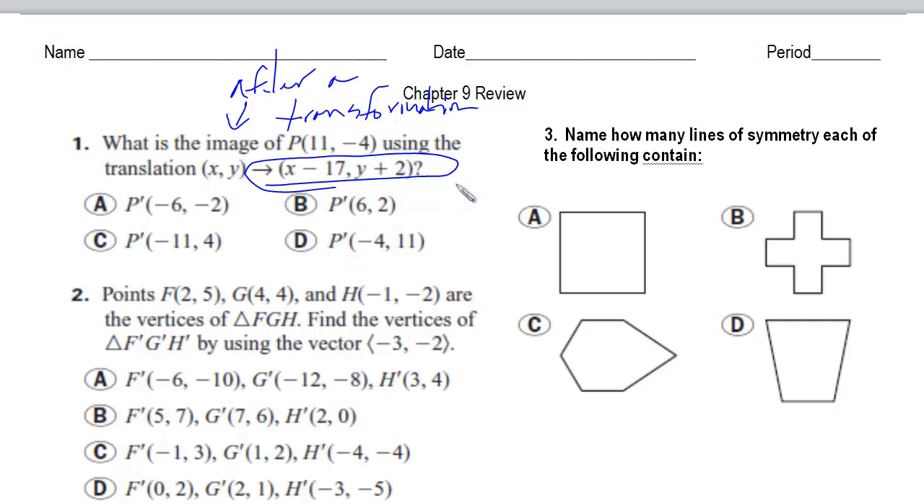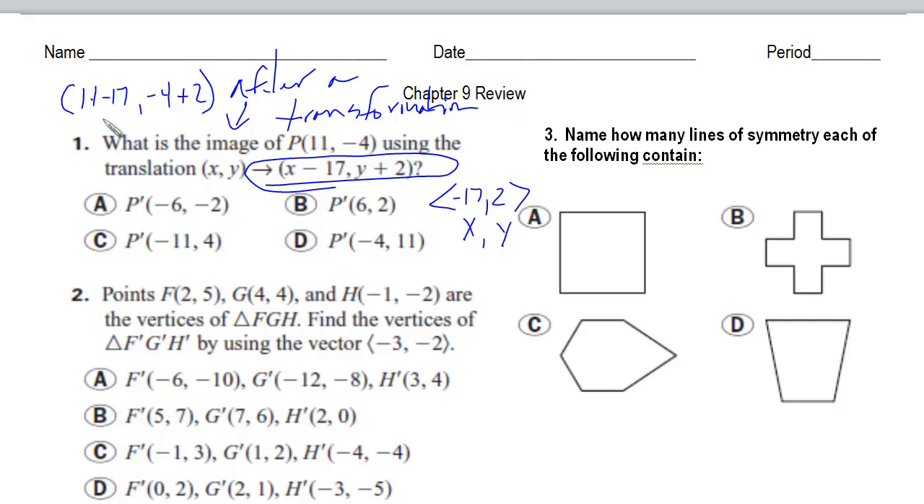This is coordinate notation. If I wrote this as a vector, it would be -17, 2. So coordinate notation and vector notation mean the same thing. This tells you how it moves on X and how it moves on Y. So I see it's going to subtract 17 from the X value. So I'll write that over here. I have X minus 17, and the X value in this case is 11. And then I have the Y value, -4, and to that I'm adding 2.